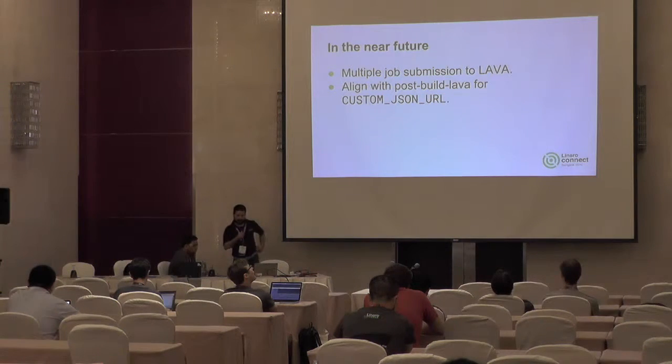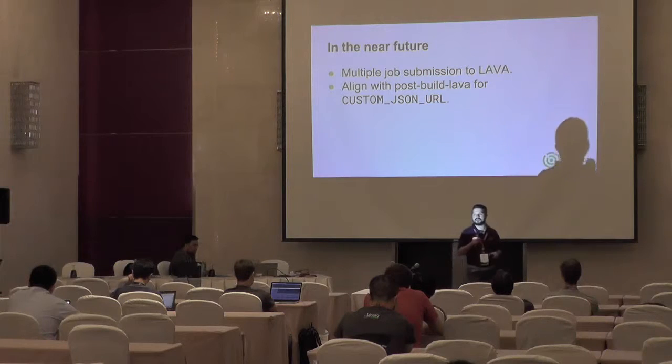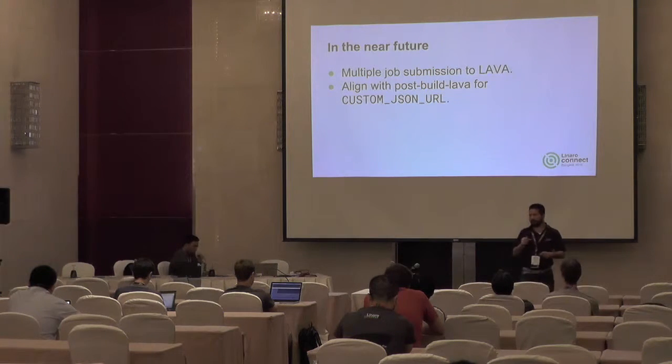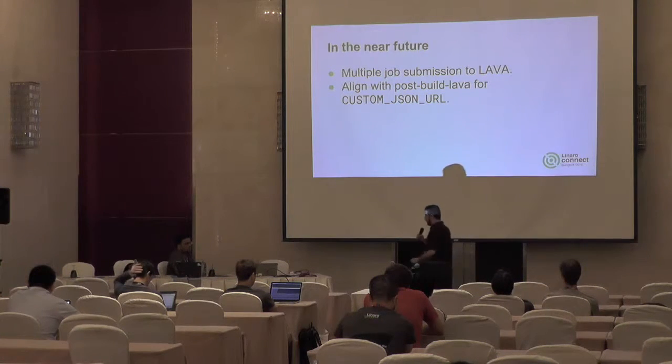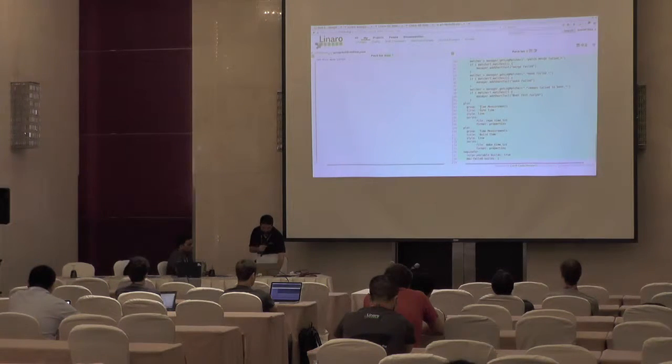In the near future, we want to have multiple job submission to Lava, because currently what we have to do is define these post-build Lava parameters and then call this project post-build Lava. And if we want to test something else, then we have to define again those parameters and call post-build Lava, and so on and so forth. As a matter of fact, there is one job that currently does that, and it's, in my opinion, not the best of the world.